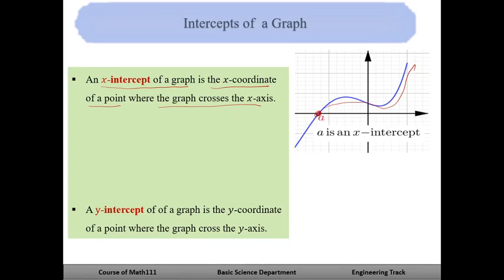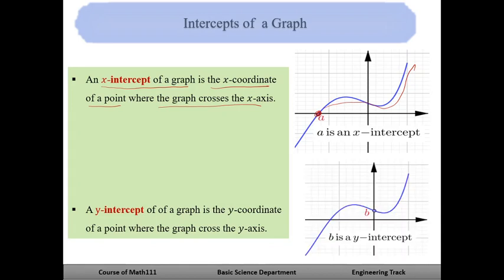Now the y-intercept is the same, except we check the intersection at the y-axis. So you look at the graph, and where it cuts the y-axis, at B, we say B is a y-intercept.